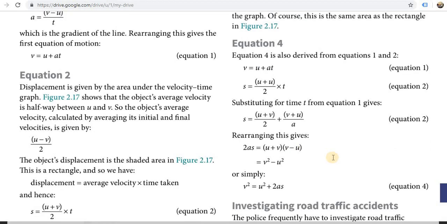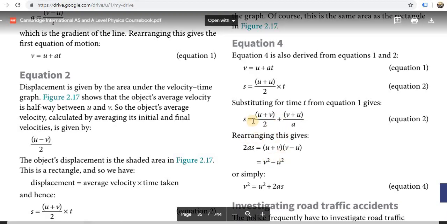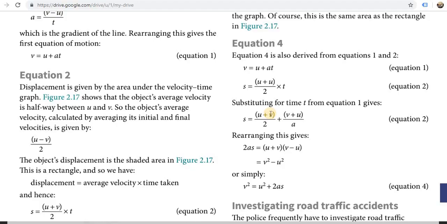Then you can simplify further by multiplying the whole equation by 2a. When you multiply by 2a, you get 2as, and the 2a cancels, leaving u plus v times v minus u. Here there are printing mistakes: here it should be v, here it should be multiplication, here it should be a minus sign. Then finally you get v squared minus u squared, and that's how you get this equation.